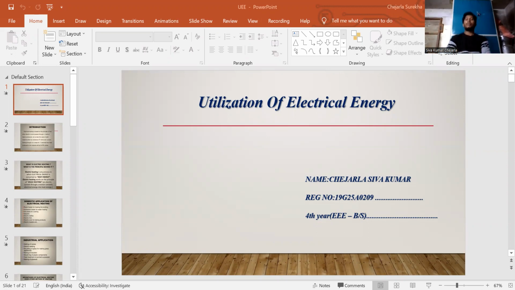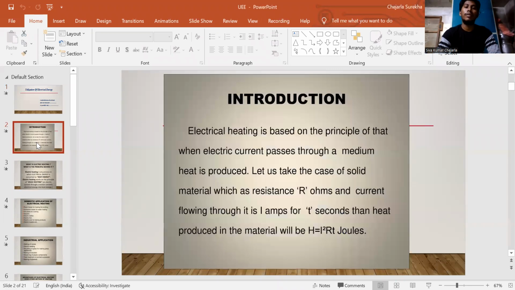Today we're discussing a topic in utilization of electrical energy. The topic is what is electrical heating and what principle it is based on.